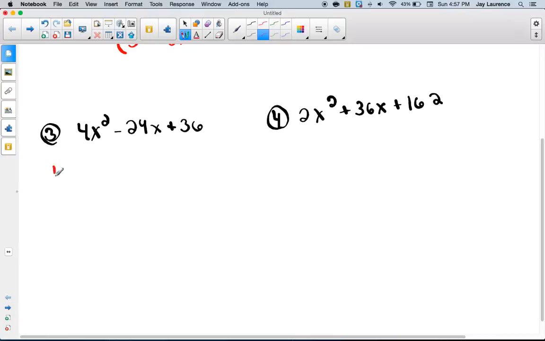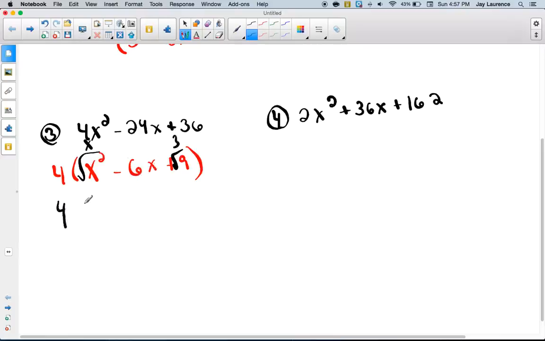Okay, if you're watching, you've already tried these on your own, both 3 and 4. On number 3, I'm going to factor out a 4, and I'm going to get an x squared minus 6x plus 9. All right, and I know that this is a perfect square. The square root is just x. This is a perfect square. It's 3, and the product is 3x. Doubled is 6x. Oh, hot dog.